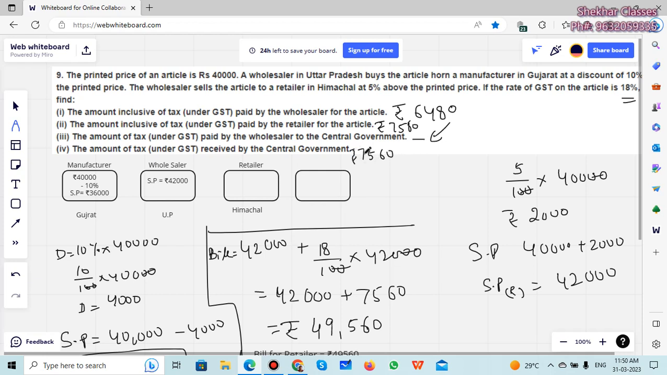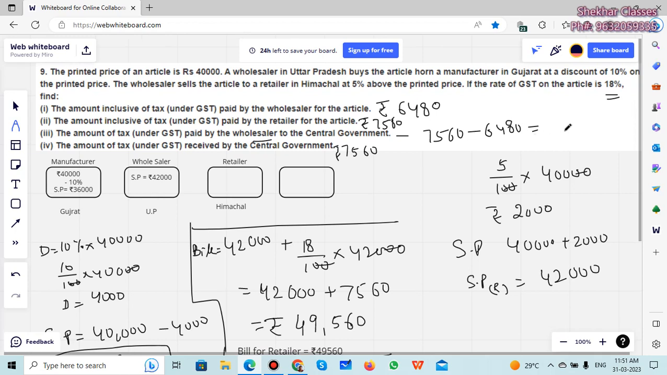There is one mistake. The amount of tax paid by the wholesaler, this is a correction I need to do. It will not be the same amount, because he has already paid to the manufacturer earlier, that has to be subtracted. So 7,560 minus 6,480 will be equal to 1,080 rupees. So 1,080 is the tax that the wholesaler will pay to the government.